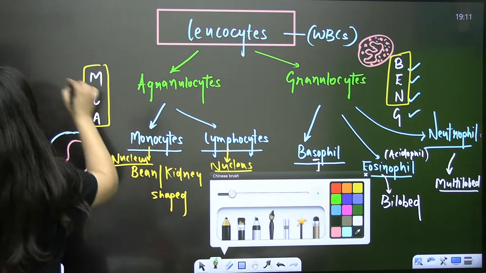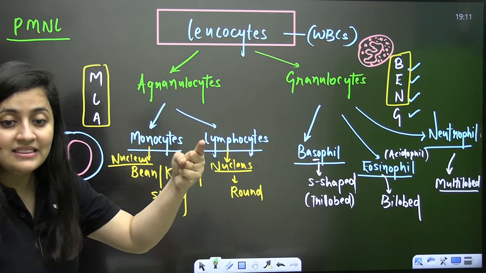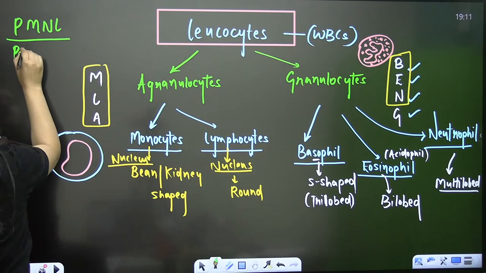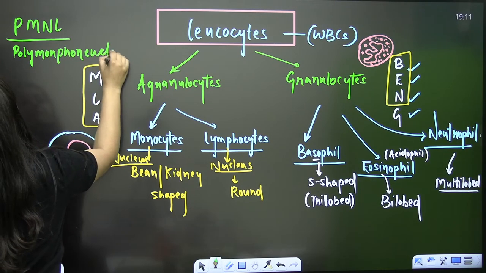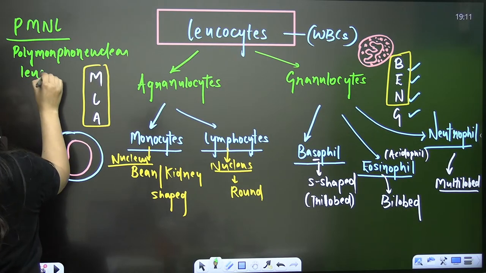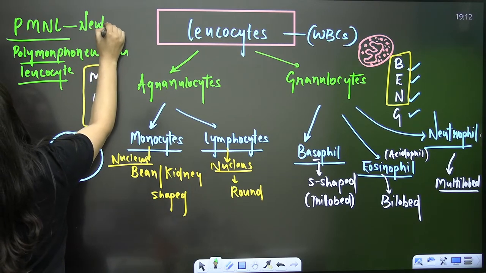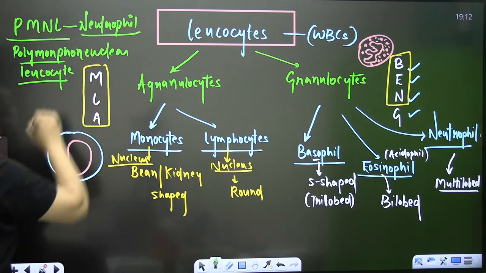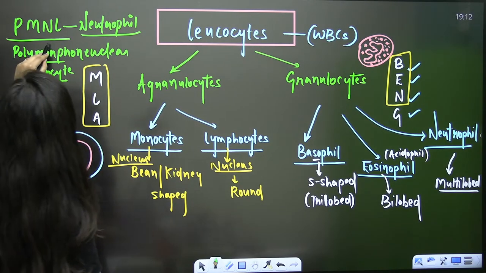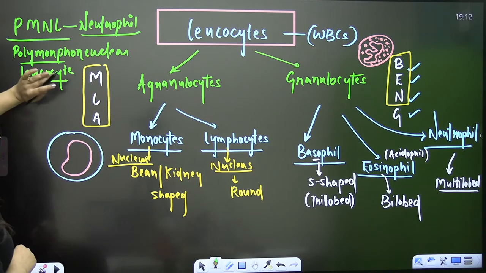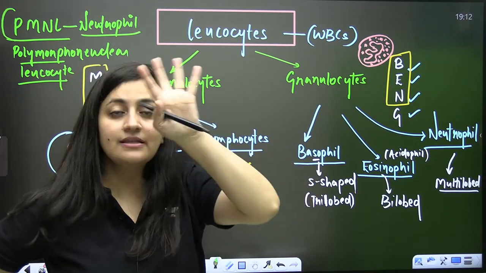And moreover, in NCERT, in Human Health and Disease, you might have studied this PMNL. PMNL means polymorphonuclear leukocyte. Poly means many, morph means form. The nucleus is having many forms here. So the best example is the neutrophil, because they are multilobed.